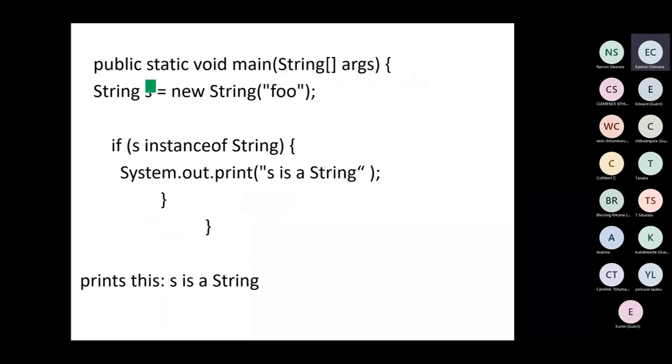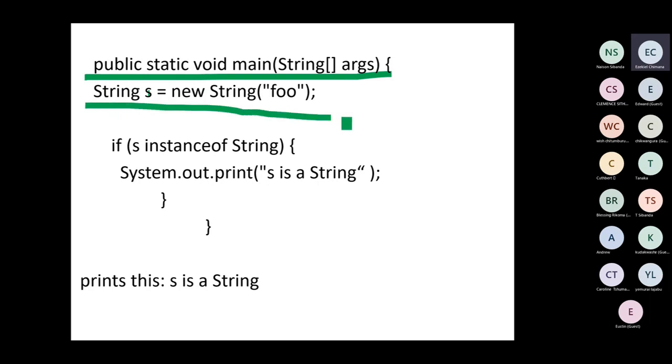So we have this program where we are going to check if this s is a string object, or if it is of type String. You have the public main method, and then you declare your string, and you know that all strings are objects in Java. From there, you use the instanceof keyword to check if s is an instance of String, or is of type String. And then you say s is a string.